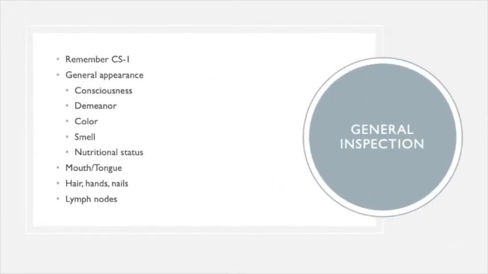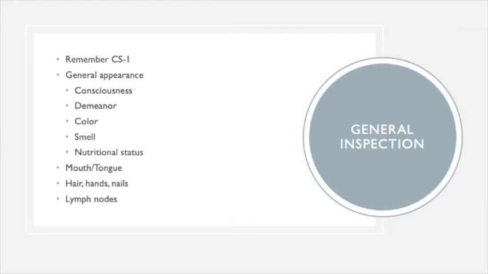Okay. All right. So when it comes to general inspection, I talked about how important this is. You want to remember CS1 in that first semester when we talked about general examination. What are the things you're going to look for? So you're clearly going to look at their general appearance, how they're dressed. Maybe they normally wear a belt, but they aren't wearing a belt today because their abdomen is distended and therefore the belt doesn't fit around them anymore. Little things you might notice like that.